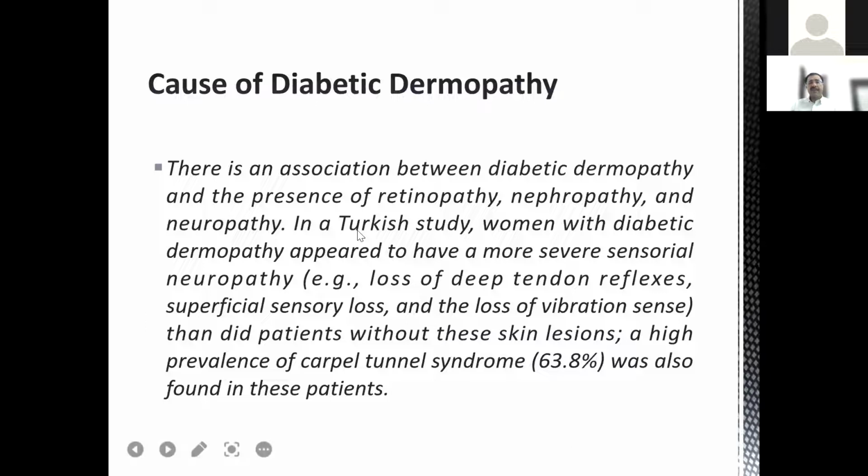And in fact, in one Turkish study, women with diabetic dermopathy appeared to have more severe sensory neuropathy, that is, loss of deep tendon reflexes, superficial sensory loss, and loss of vibration sense, as compared to patients without these skin lesions. And a high prevalence of carpal tunnel syndrome, that is 63.8%, was found in these patients in this study of Turkish women.